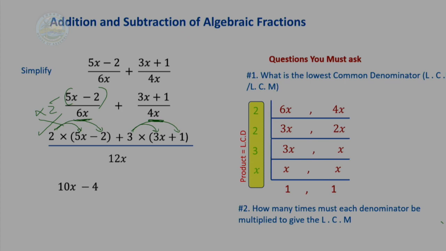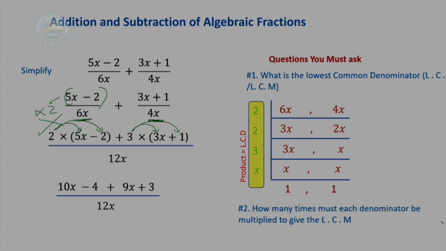We do the same thing here. It is 3 times 3x is 9x and 3 times 1. So it's going to be positive 3 by 3x. Signs are important, eh? Signs are important. Positive 3 by 3x is going to give me 9x and positive 3 by 1 is going to give me 3. So we end up with here what we end up with: 10x minus 4 plus 9x plus 3 all upon 12x.